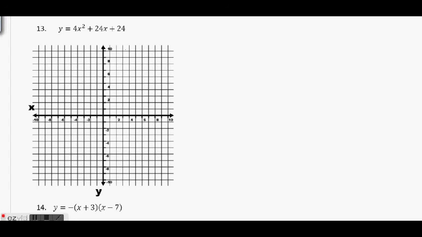You have your calculators. So I need the x coordinate for the vertex. So x is equal to negative 24 over 2 times 4. Alright. So I have x is equal to negative 24 divided by 8. So I end up with negative 3. Alright, now find the y coordinate.